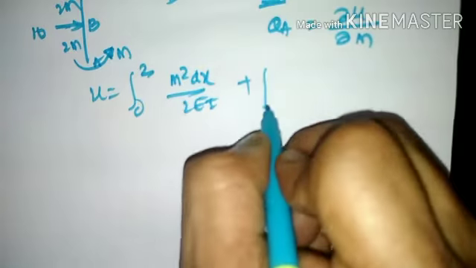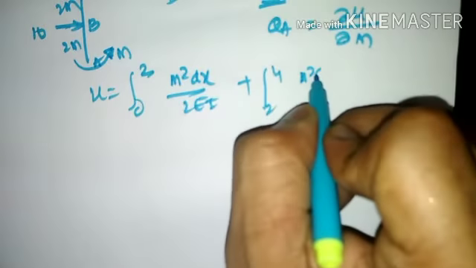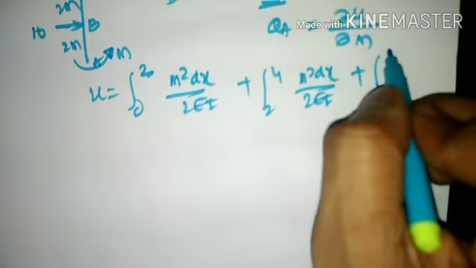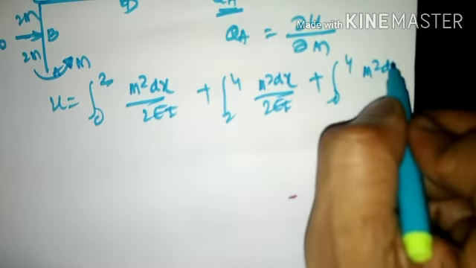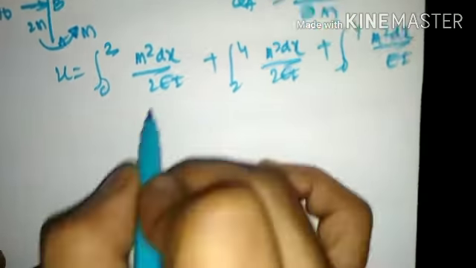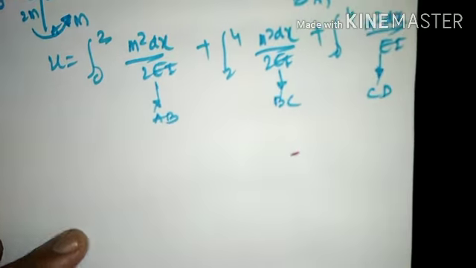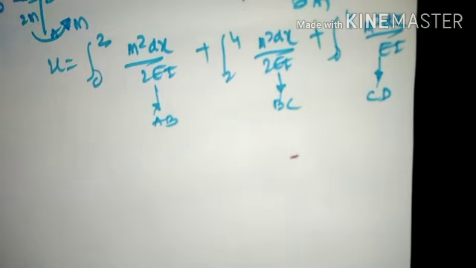So expression for U will be again integration. First term will be for 0 to 2, M square dx divided by 2EI. This is for the member from A to B. Then the next term is from 2 to 4, M square dx divided by 2EI. Then the last term will be from 0 to 4, M square dx divided by 2EI. So this particular term is for the member A to B, this is for member B to C, this is for member C to D. These are all the individual expressions that we need to consider here.